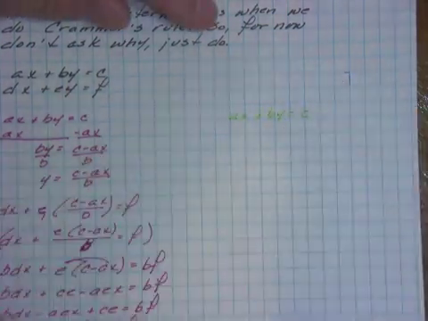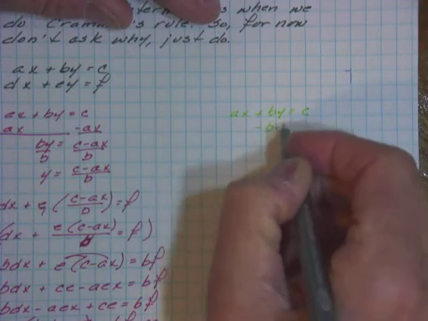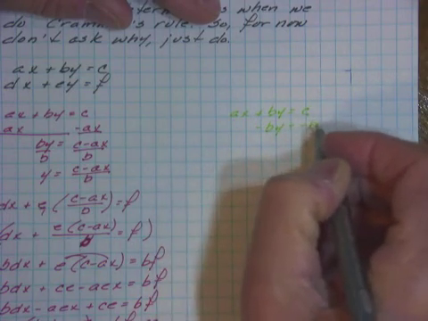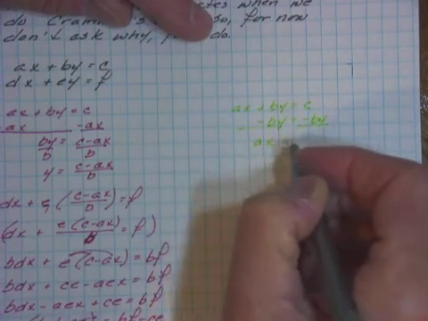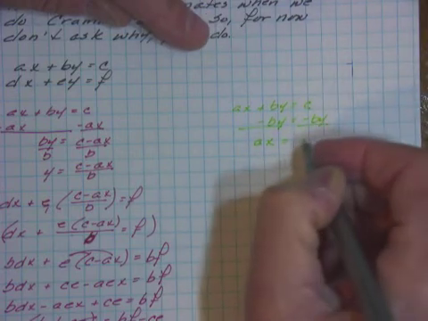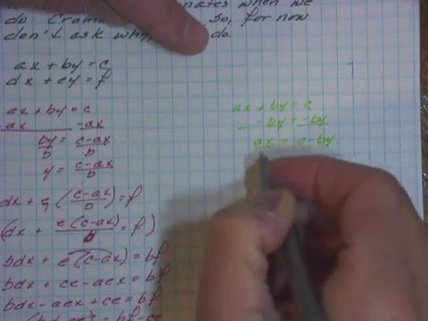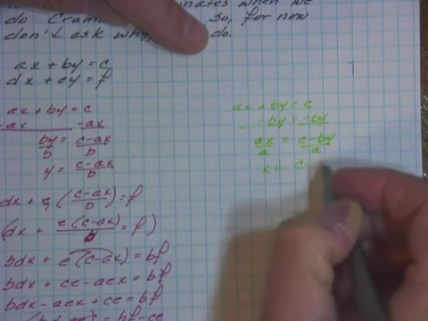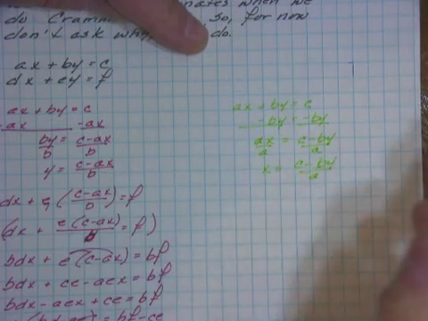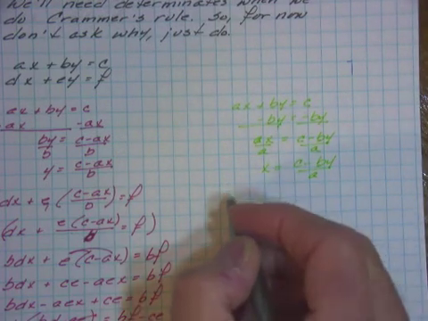We're going to do another column. We're going to start with ax plus by equals c. And this time we're going to do all that arithmetic again, but this time we're going to solve for y. So I'm going to subtract by from both sides. And I get ax equals c minus by. Then I'm going to divide both sides by a. The a's cancel, and I have x equals c minus by over a.